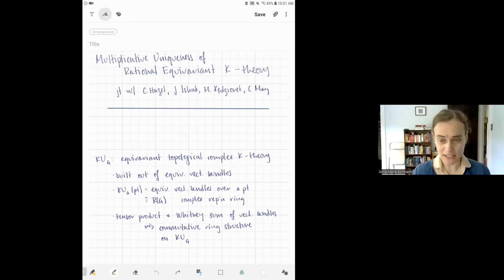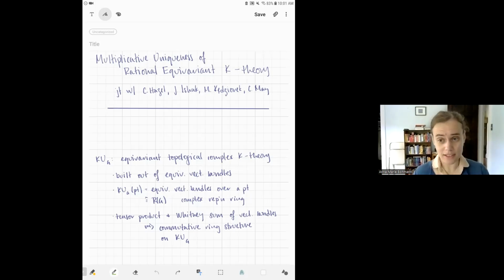I want to start by reminding you of some things about equivariant topological K-theory, which is our main object of study, before telling you about the uniqueness results and then giving a bit of a sketch of how we prove this. So that's the plan. Equivariant topological complex K-theory is our primary object of focus here.